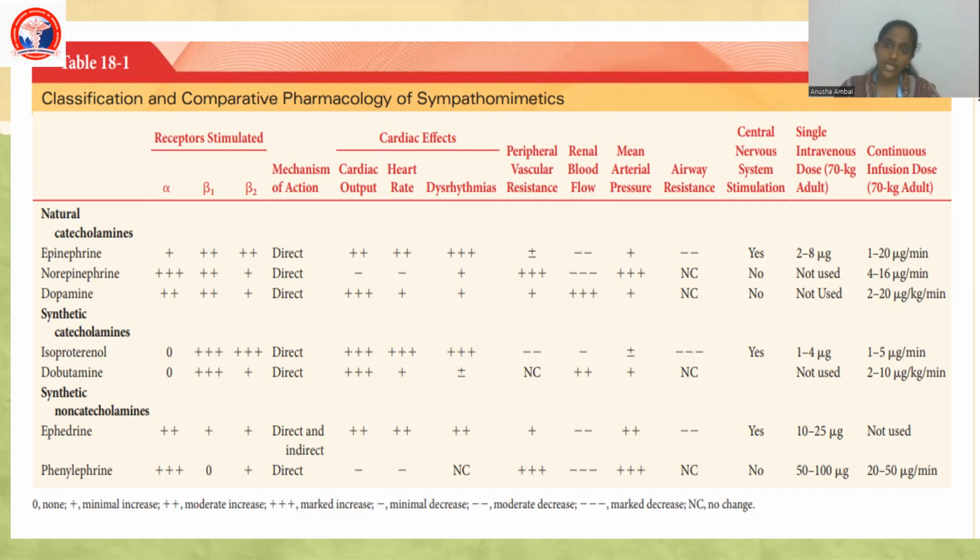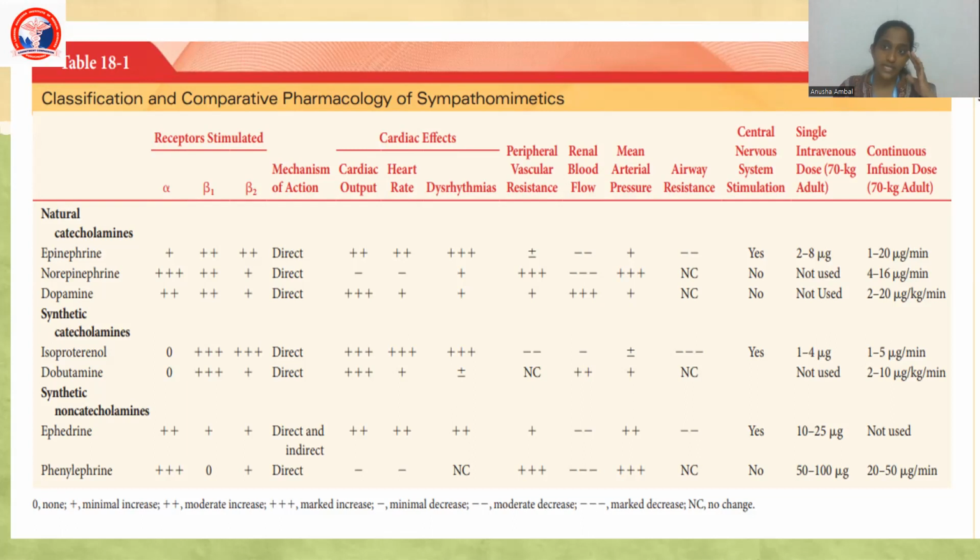But phenylephrine has only alpha action, so it will only lead to an increase in BP. Actually, its side effects also include bradycardia. Since there's no beta action, the heart rate is not maintained, and there is a risk of bradycardia with phenylephrine. So its dosage should be very safe and titrated.